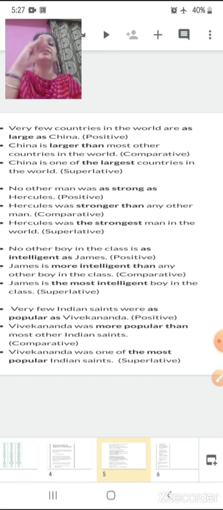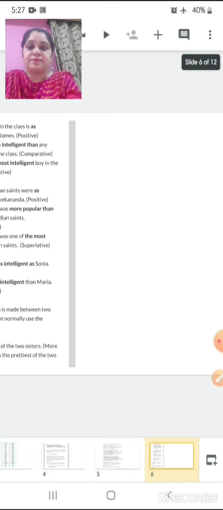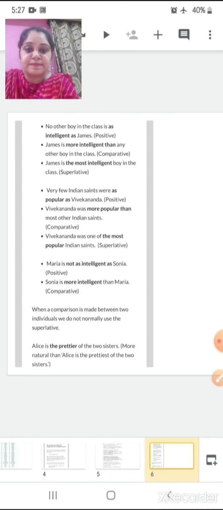Do not forget the basic rules by which we form the comparative as well as the superlative degrees. Okay, James is more intelligent than any other boy in the class. Next, obviously, James is the most intelligent boy in the class. This is the superlative degree. I think you might be able to understand easily now. Next, when we talk about this, it is the same.